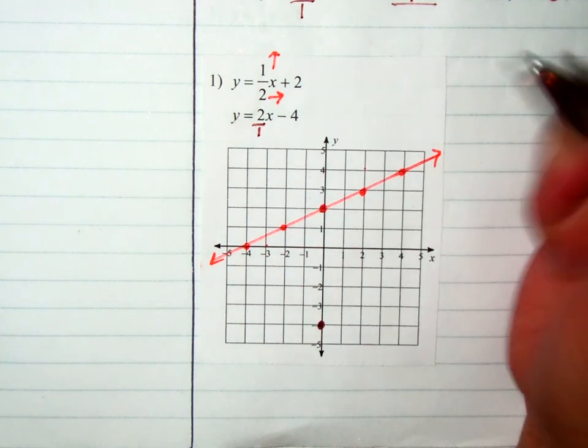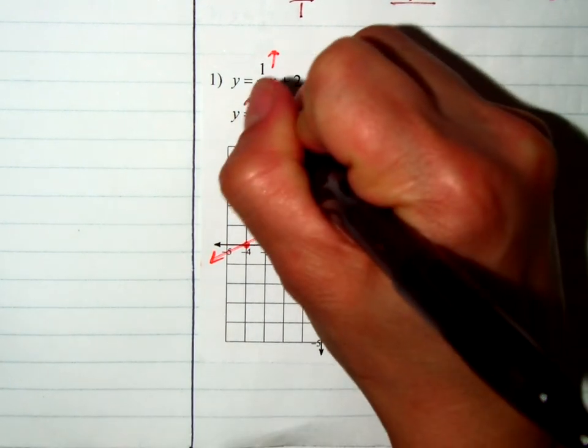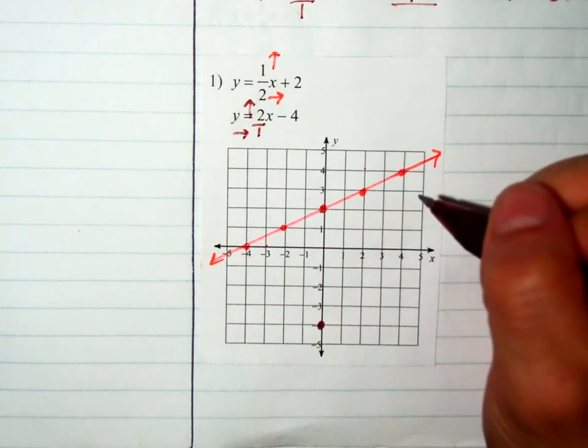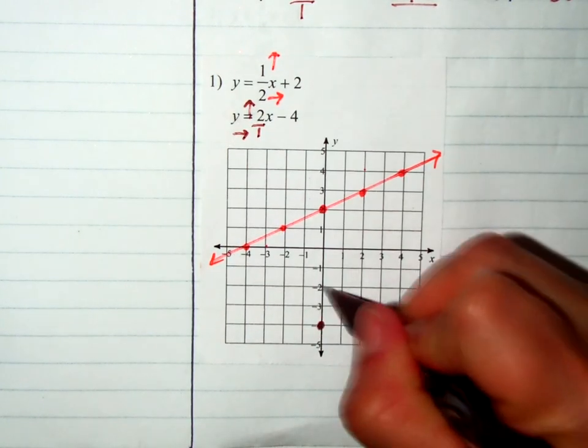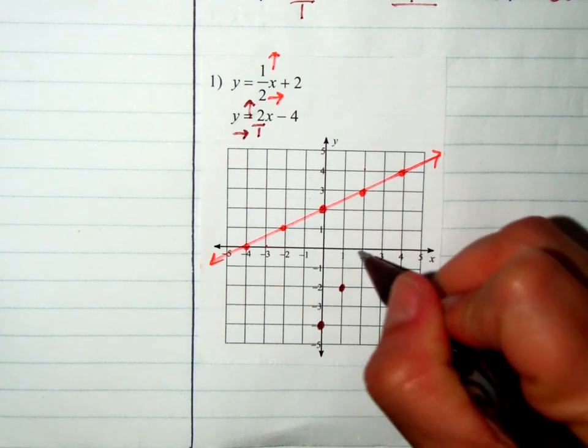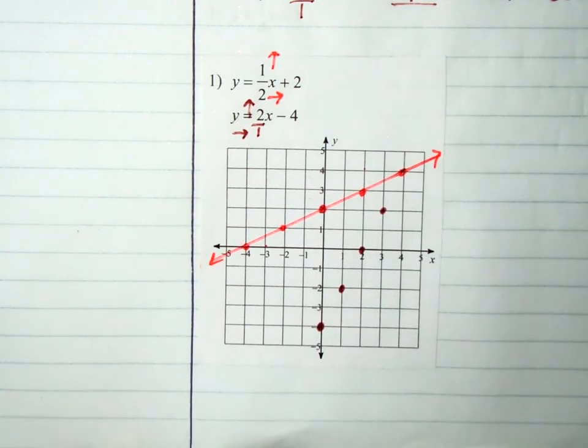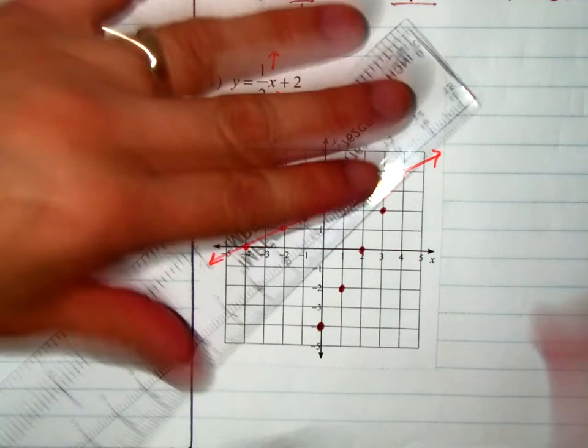Both of my numbers are positive. That means that the top number is going to move in an upward direction and the bottom number is going to move toward the right. So from here, up 2 over 1, up 2 over 1, up 2 over 1, up 2 over 1. And you can do that until you run out of space.